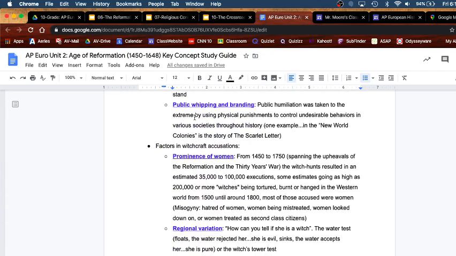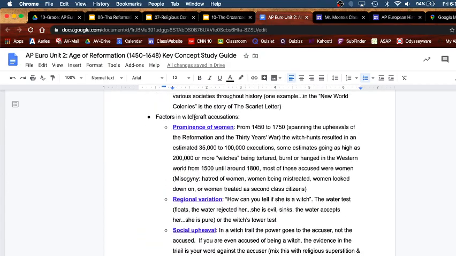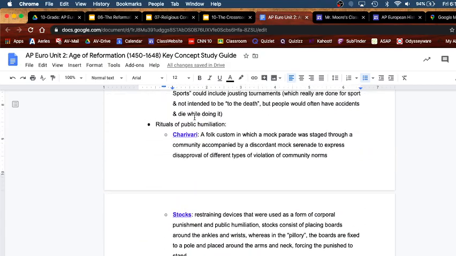Just a few more things until we get to the end of this unit. You can see we're covering 2.6 right now. We're going to talk about the rituals of public humiliation, like the charivari, a folk custom in which a mock parade was staged through a community, accompanied by a discordant mock serenade to express disapproval of different types of violation of community norms. So you get people going around parading, mocking bad things, trying to make sure that everybody knows what the social norms are.